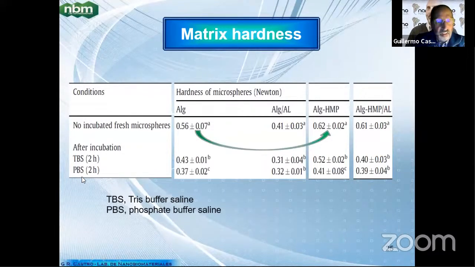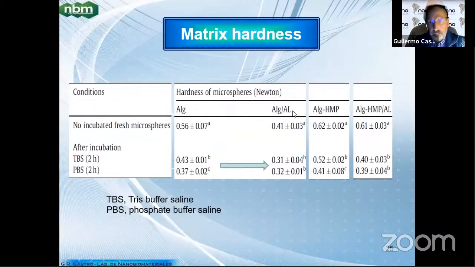Also, we see the effect of PBS. In this case, phosphate can complex the calcium ions of the alginate structure, so it disrupts the cross-linking of calcium and reduces the hardness of the particles by about 30%. So as you can see, incubation changed the hardness, but also when we add alginate lyase, it is a little bit reduced. The same way in the hybrid systems.